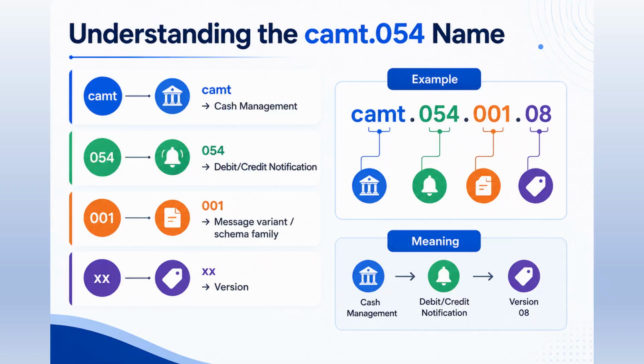Let's understand the name camt.054. Camt represents the cash management message family. 054 identifies the debit and credit notification message. The next part identifies the message definition and version. For example, camt.054.001.08 identifies a particular version of the camt.054 message definition. The important thing to remember is that camt.054 is the message family for debit and credit notifications.